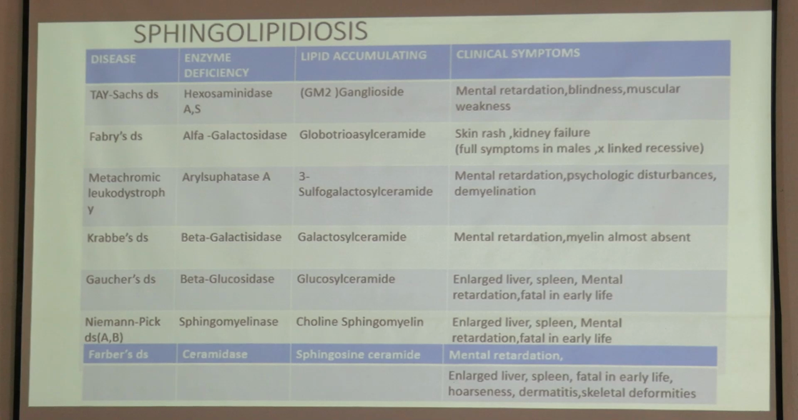You have to remember the third column is the lipid accumulating due to the enzyme deficiency, that is the second column. In the third column you are seeing the lipid accumulating inside the cell, making it unable to function properly. The second column is the enzyme deficiency, that enzyme is not breaking down that lipid. And you have to remember the disease names and clinical symptoms. You can go through once.